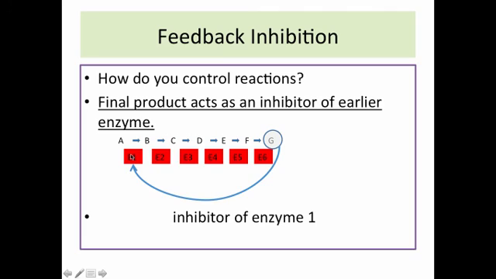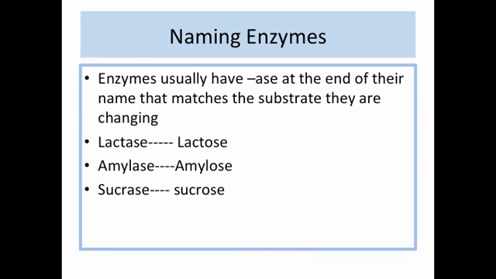If you needed more of it, the inhibitor would be stopped and it would go back into production to produce the G. So this feedback mechanism can be turned on and off by inhibiting or not inhibiting the production of particular enzymes. How do we name enzymes?